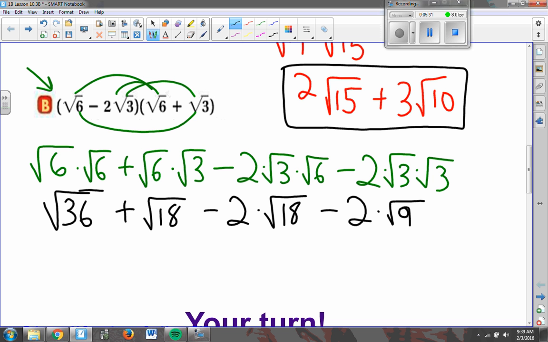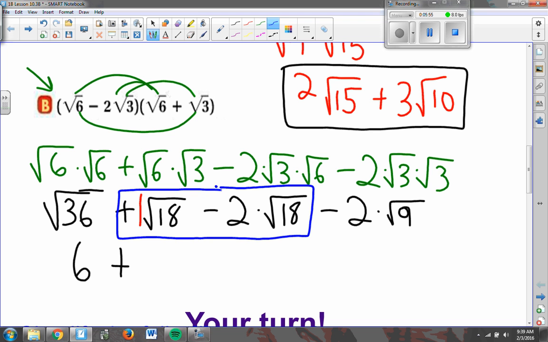My farthest left term is the square root of 36. I know that the square root of 36 is 6. Next I have 1 square root of 18 minus 2 square roots of 18. So notice please that there's a 1 there. And now if I put together these 2 middle terms, 1 square root of 18 minus 2 square roots of 18, I actually end up with 1 minus 2 being a negative 1 square root of 18, or just a negative square root of 18.